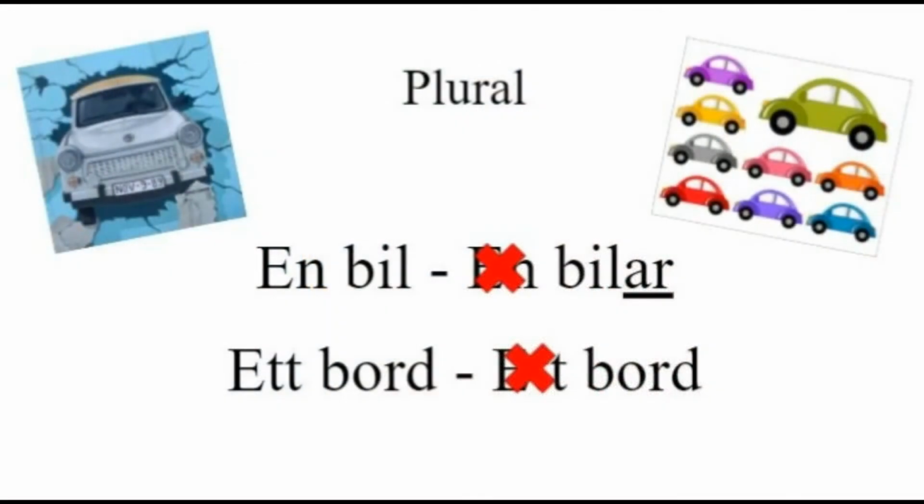Welcome to Module 6, where we discuss plural. Articles en and et with indefinite nouns are only used in the singular form. In the plural indefinite form, they disappear. If, for example, in the singular form you say en bil, in the plural form en will disappear and you will say cars as bilar.